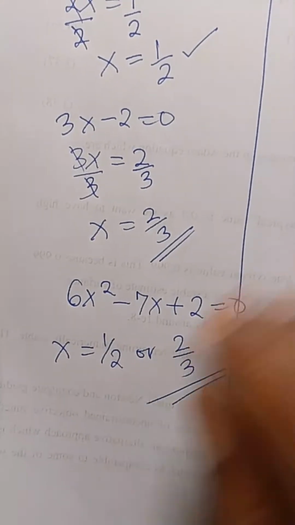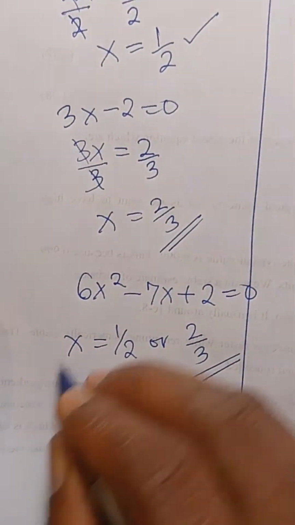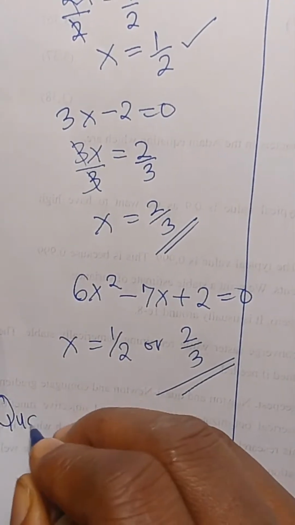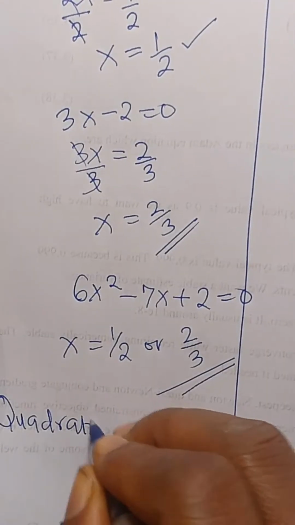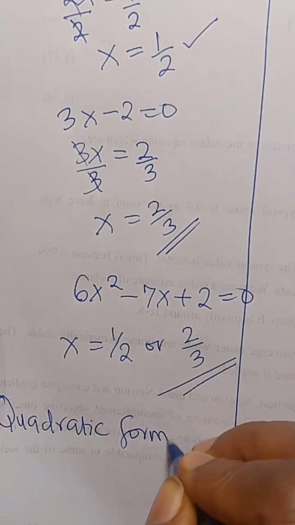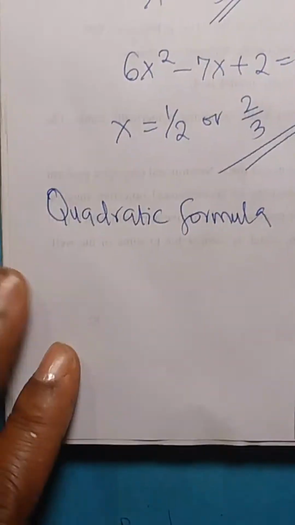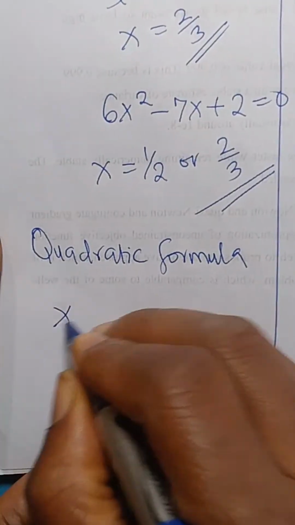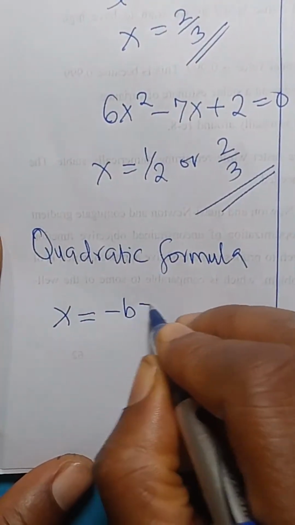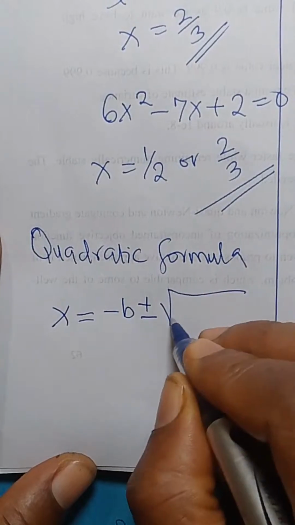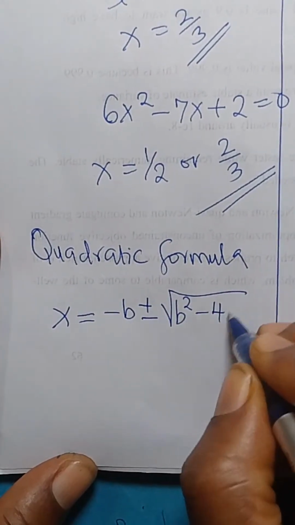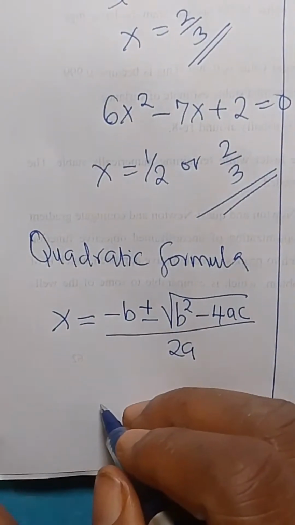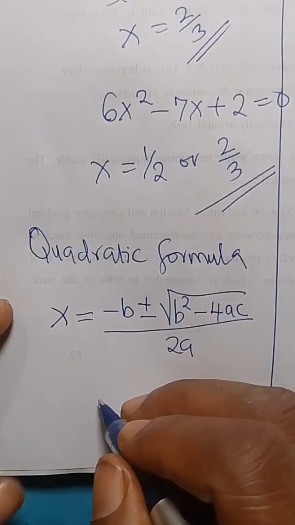Let's try the next method. We are going to solve quadratic equations using the quadratic formula. Now, the quadratic formula says that x is equal to minus b plus or minus the square root of b squared minus 4ac, all over 2a. Okay, now looking at this, you'll be wondering, where do we get a, b, and c from?